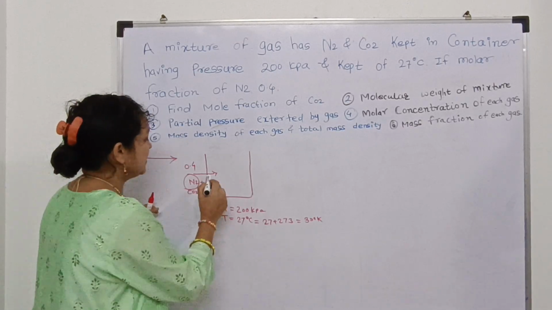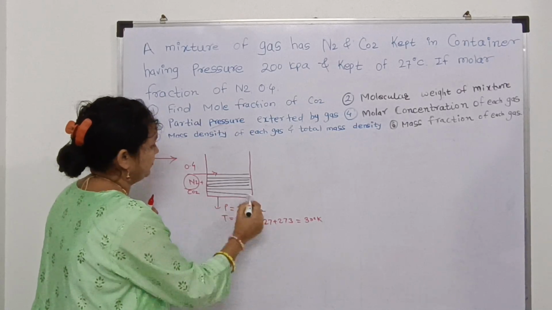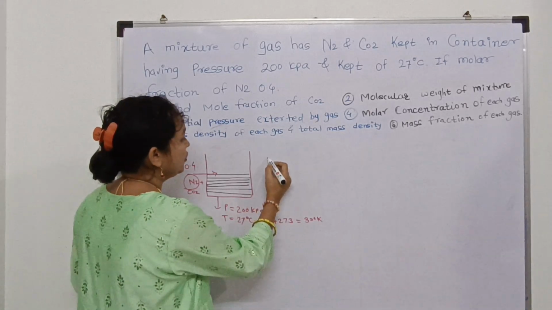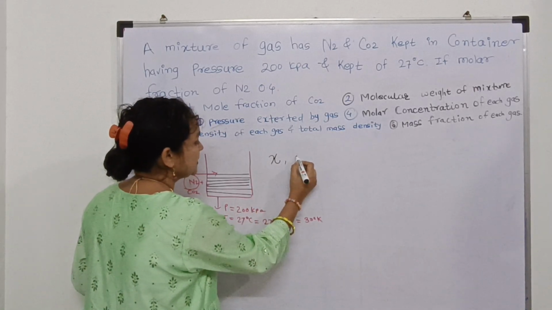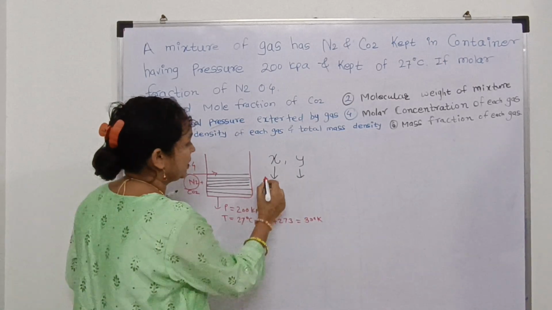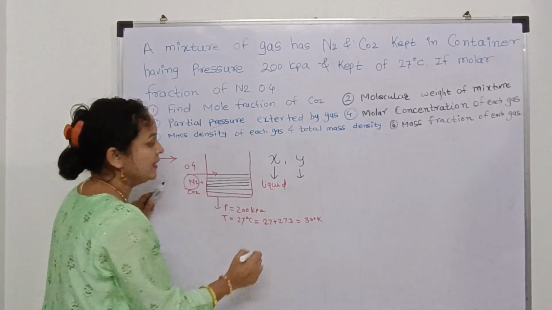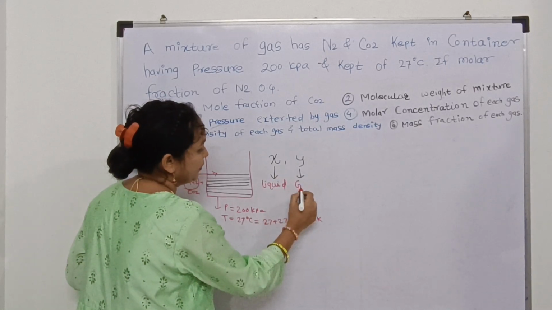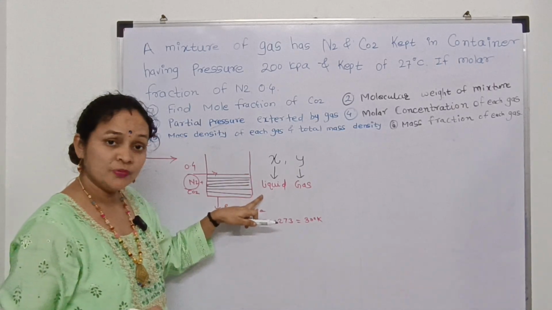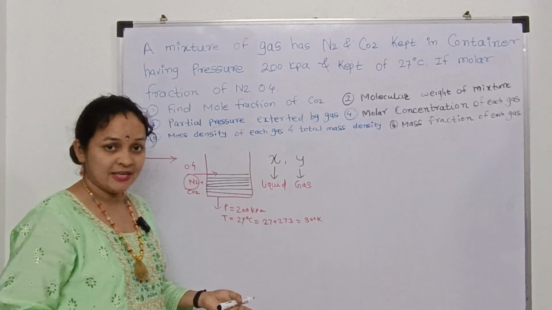This means you are supposed to consider a binary system, right? As you know, if you consider a binary system, there are X and Y. These X and Y stand for the mole fraction present in the liquid state, which is X, and the mole fraction present in the gas phase, which stands for Y. So X stands for the mole fraction in the liquid phase and Y stands for the mole fraction in the gas phase, right?